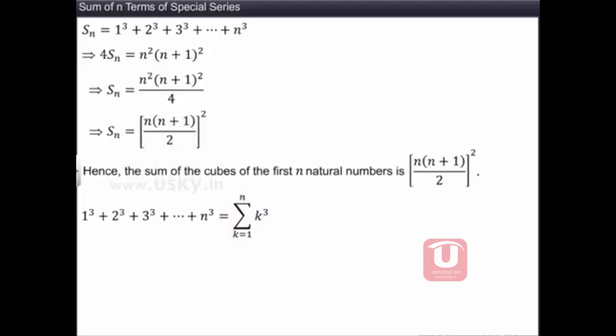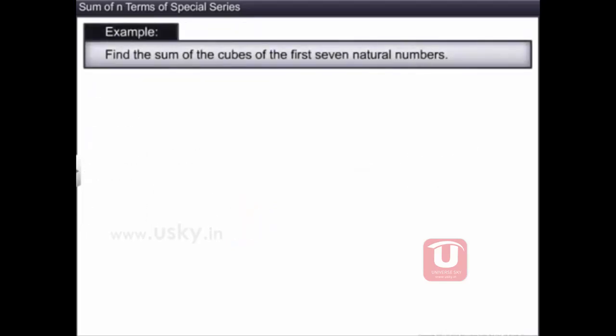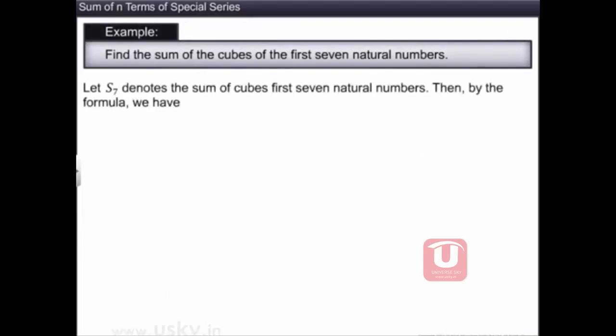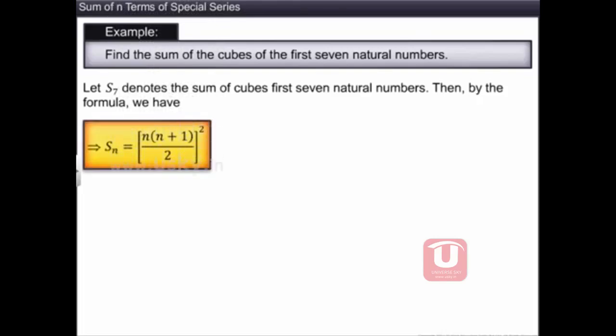Let S7 denote the sum of the cubes of the first 7 natural numbers. Then, by the formula we have S7 is equal to 7 into 7 plus 1 divided by 2 whole square. This is equal to 784.